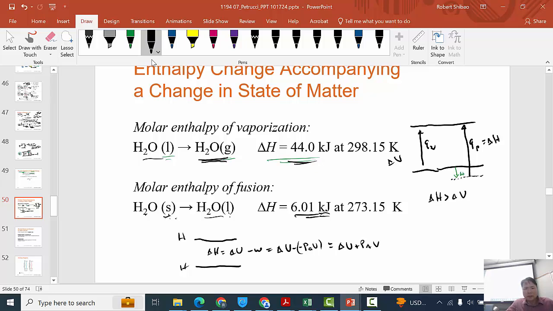And so, which one are we looking at here? We're going to call this the final and this the initial. So the final is going to equal U final plus P V final. And the initial here is going to equal U initial plus P V initial. And so what enthalpy is, is the total energy along with its pressure volume state.